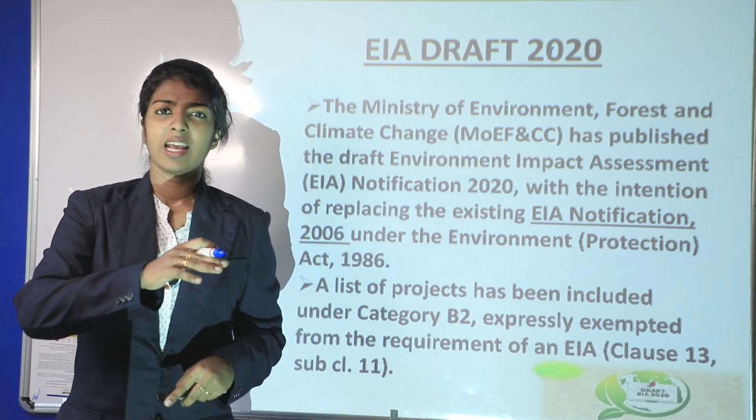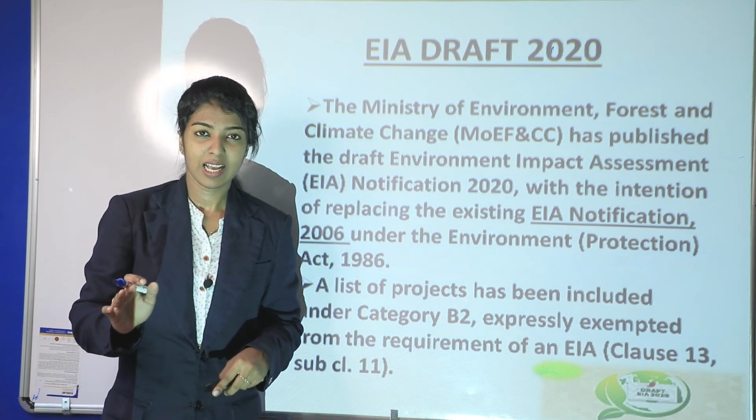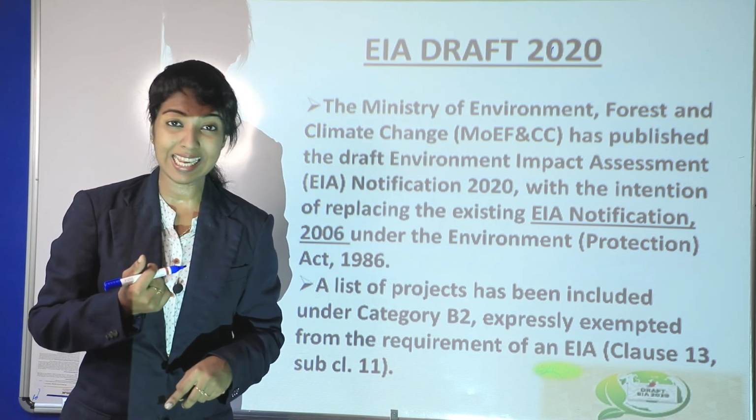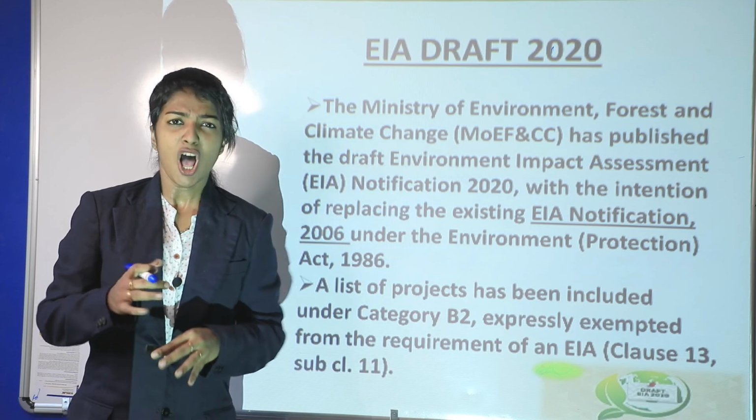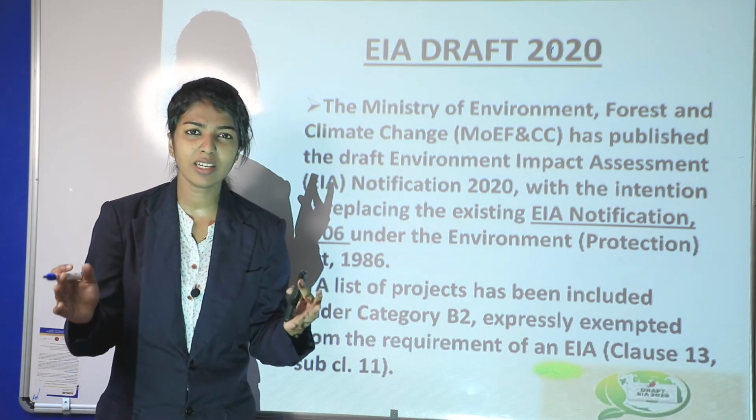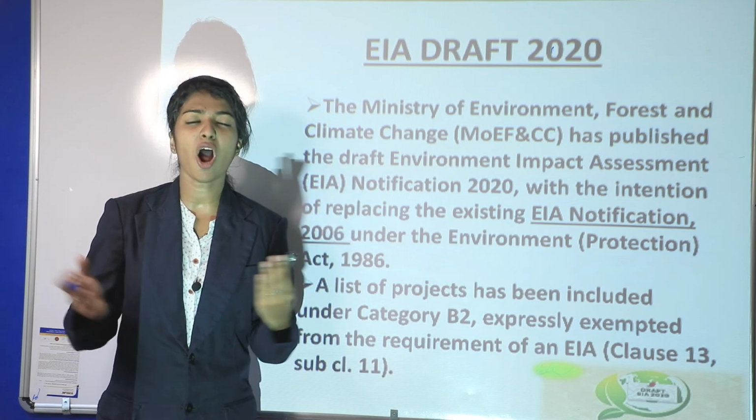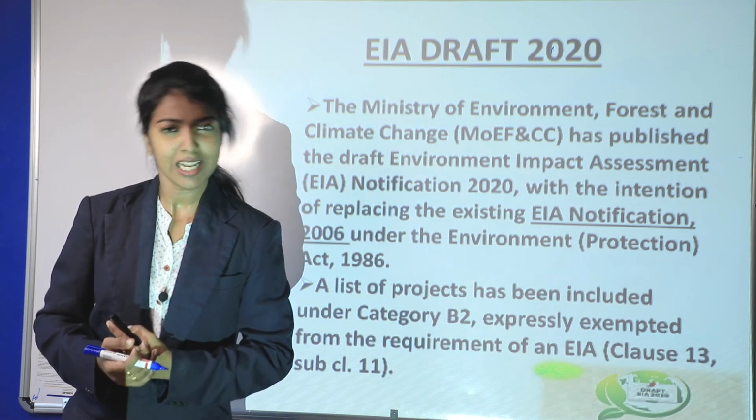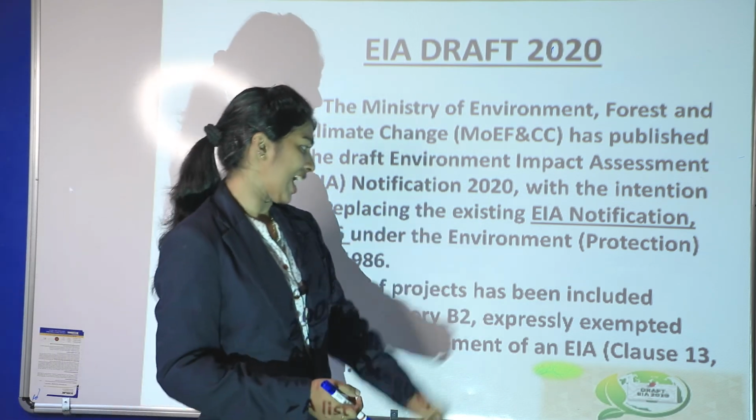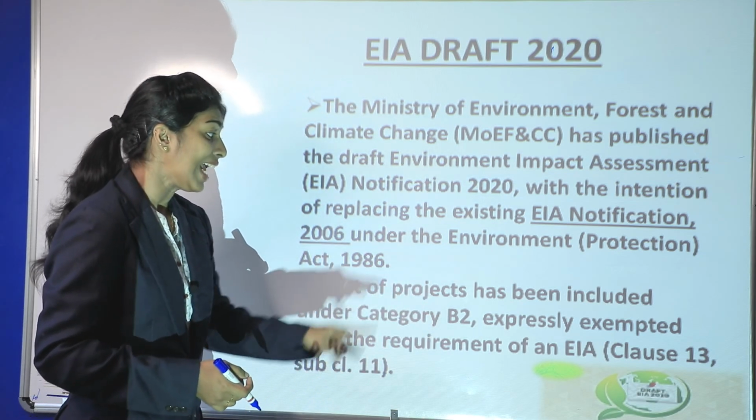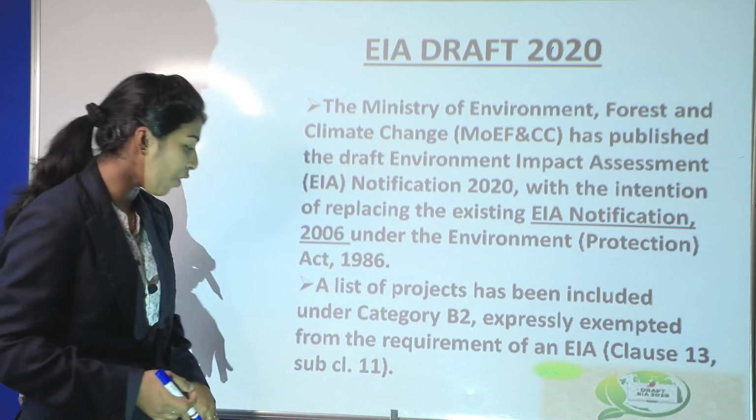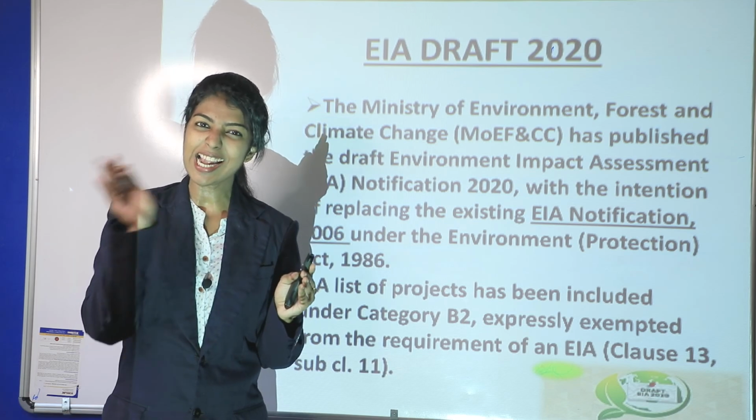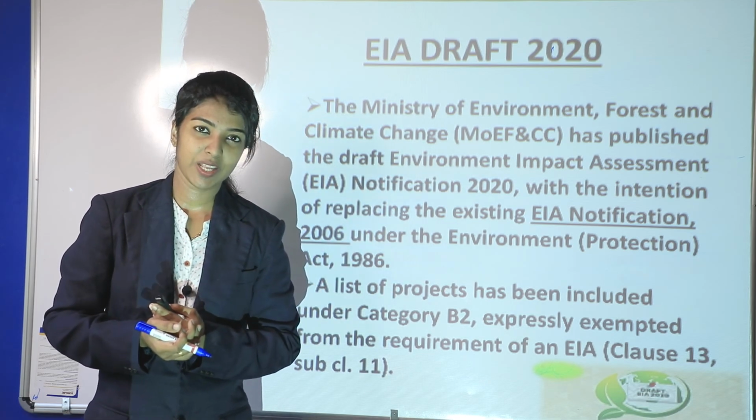So now EIA 2006 is applicable. Now the government has come up with a new notification for a new EIA, that is EIA 2020. A lot of changes which are not acceptable to environmental specialists have been implemented in this notification. Let's look in detail. A list of projects has been included under category B2, expressly exempted from the requirement of EIA. A lot of projects are exempted from this EIA category.